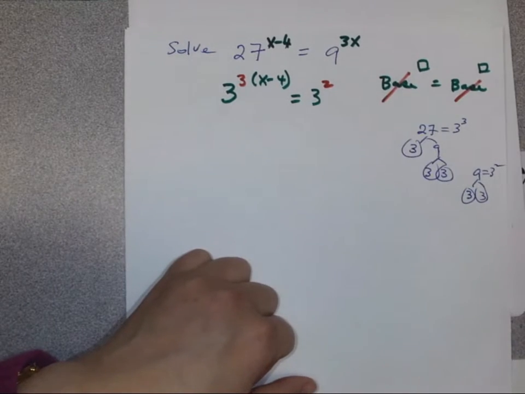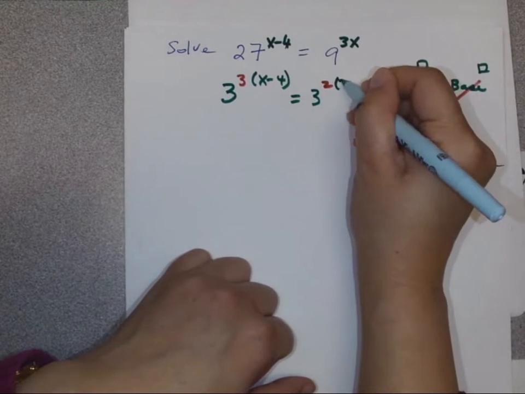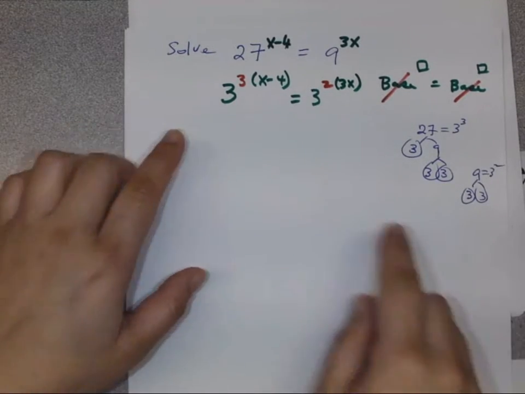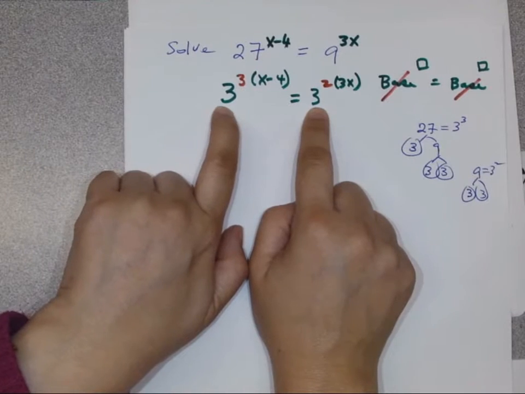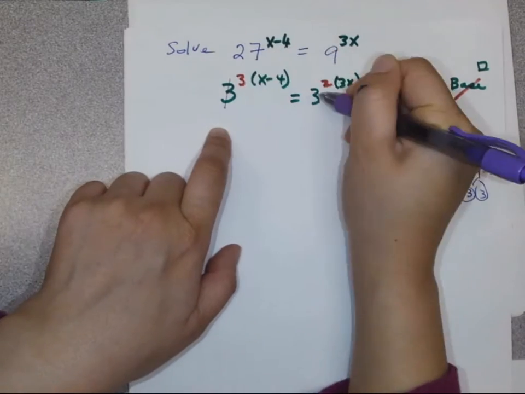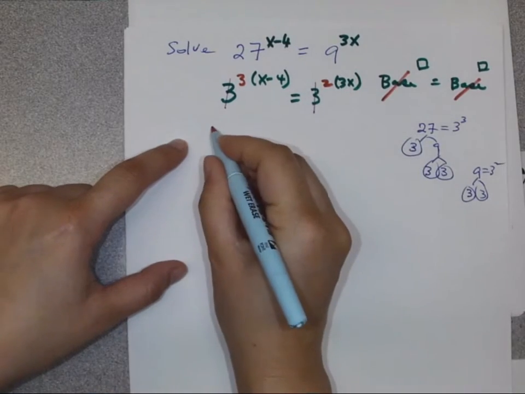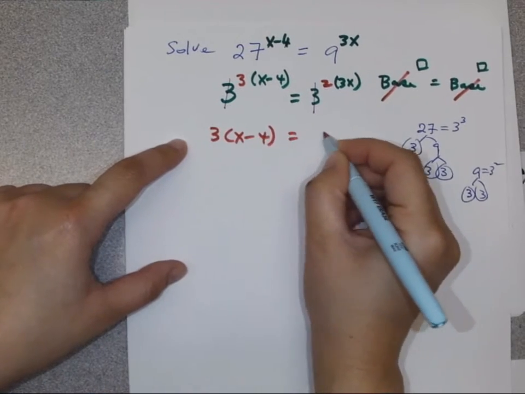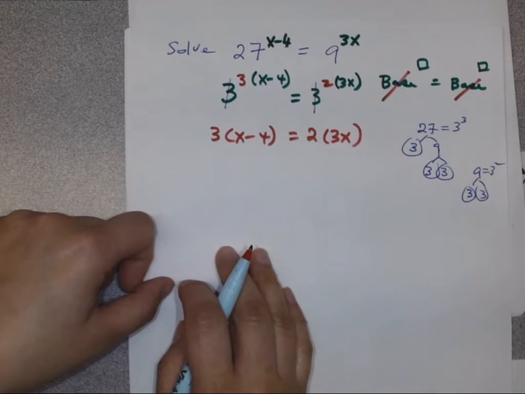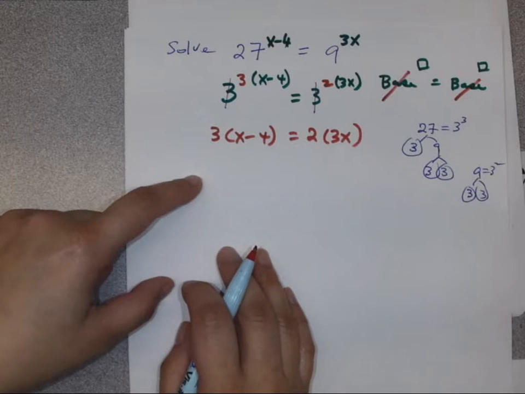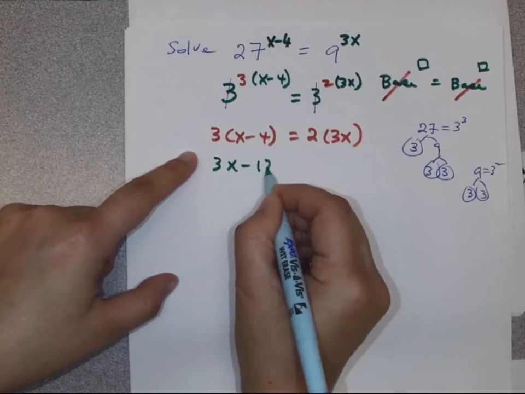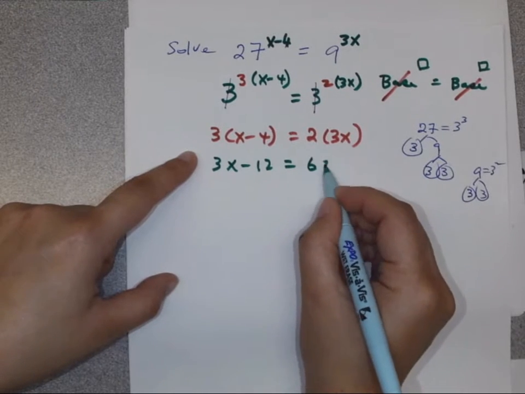But don't forget, this question already has 3x there, right? So if I combine, I don't have to combine that first, but I see they have the same base, one term on each side. Now I can do what? Cancel the base. Is it okay? So it's going to be 3x minus 4 equal to 2 times 3x, right? So on the left, now we have 3x minus 12 equal to 6x.